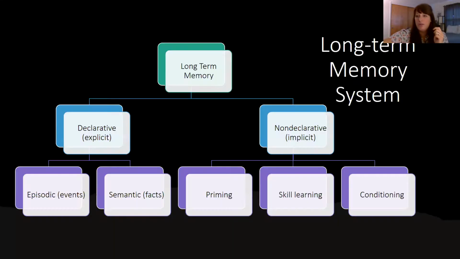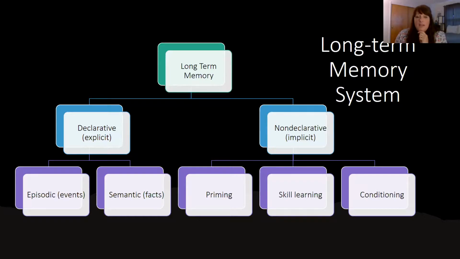So elaborative rehearsal is the clear winner when it comes to what is the best way for us to expand our short-term memory. All right, we'll discuss more techniques related to that on Friday. Let's now move on to talk about our long-term memory system, right?